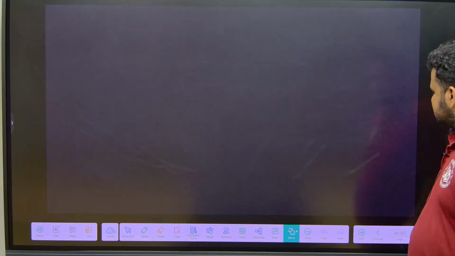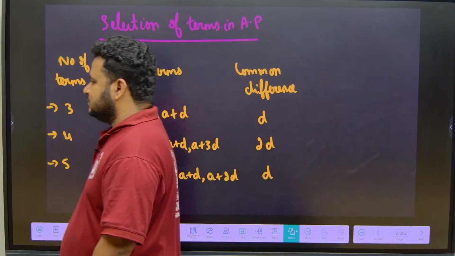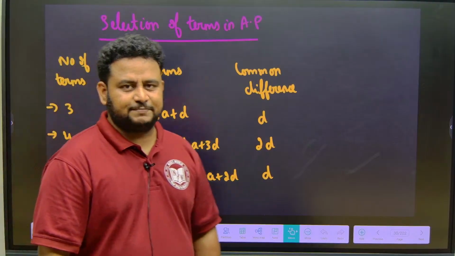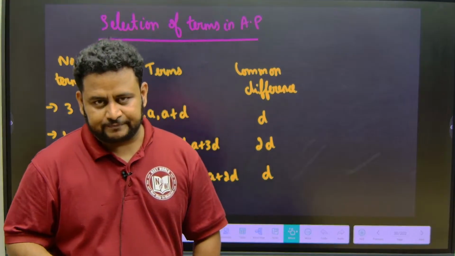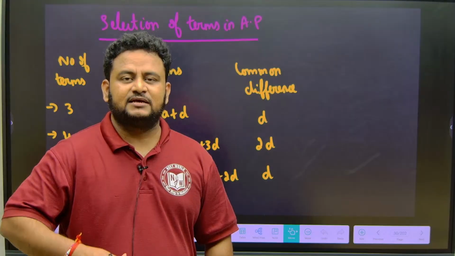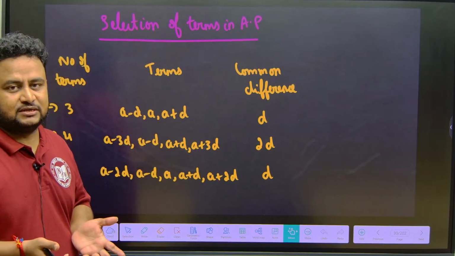Let us move to the next question now. Solution of terms in an AP. Suppose they don't mention the terms. They will say there are 3 terms in an AP, there are 5 terms in an AP, there are 6 terms in an AP. At that time, what do you have to take? You can take any type of value, you can assume. But if you take these types of values, it will be easy for your simplification. That's why we are telling.